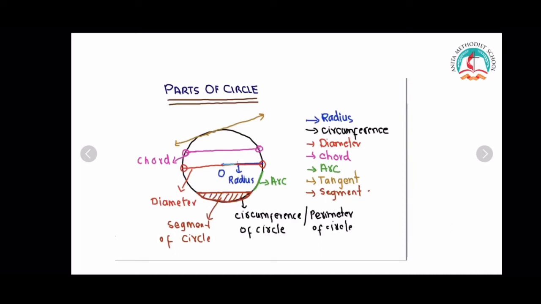If I take one of the radii of the circle like this, and take another radius like this, say this is R1 and this is R2, and it is bounded by an arc, then this is called the sector of the circle, as this is the part of the circle that is bounded by two radii and one arc.